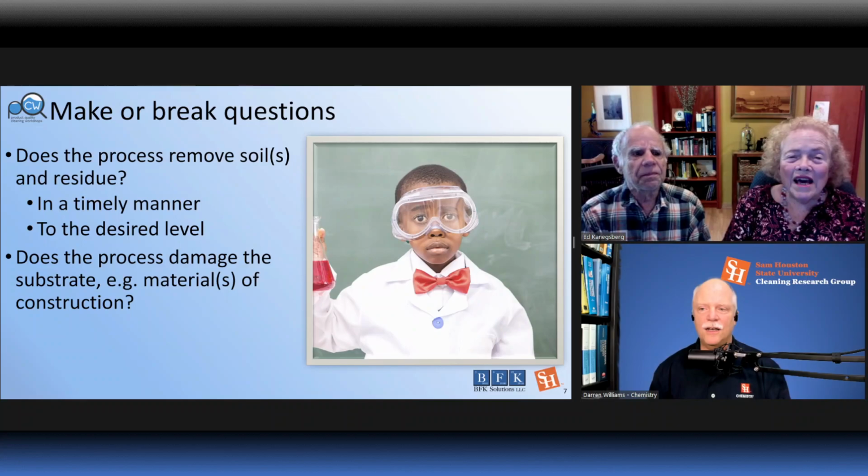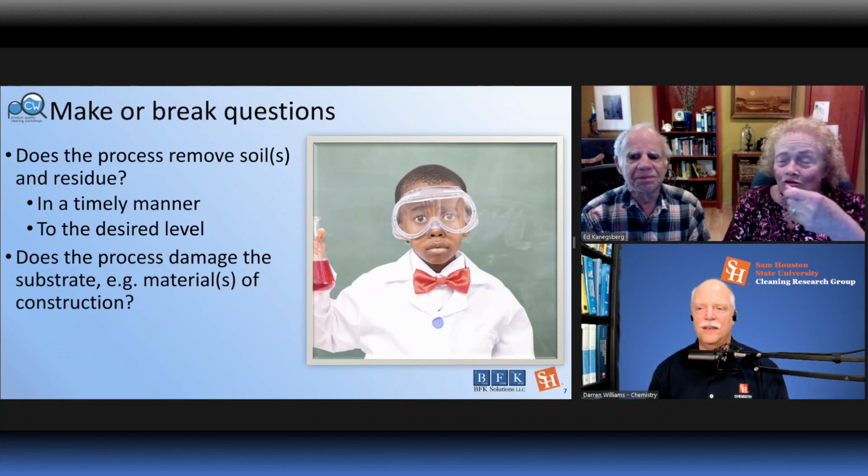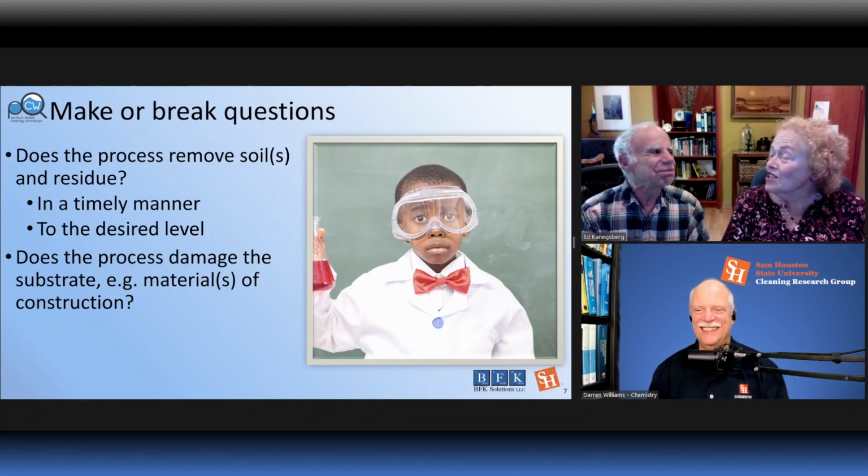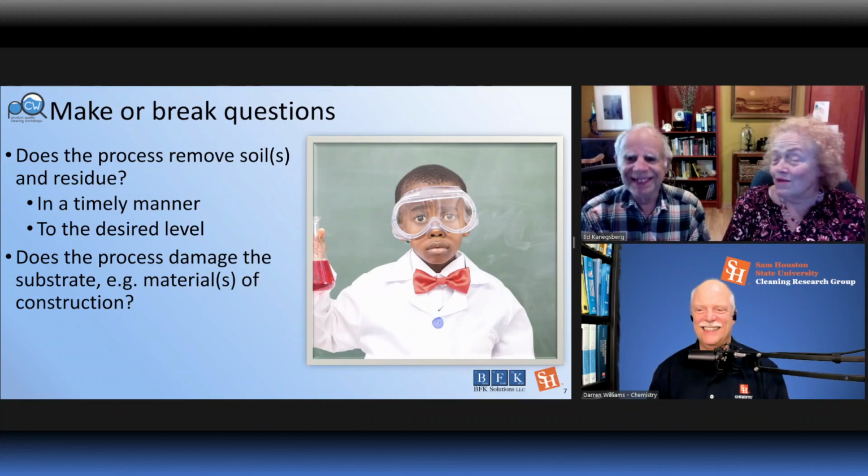So really the make or break question is, does this new process, aqueous or solvent or unicorn juice, whatever you want, remove the soil and not damage the part? Or you. Depending, you can control it from damaging you.